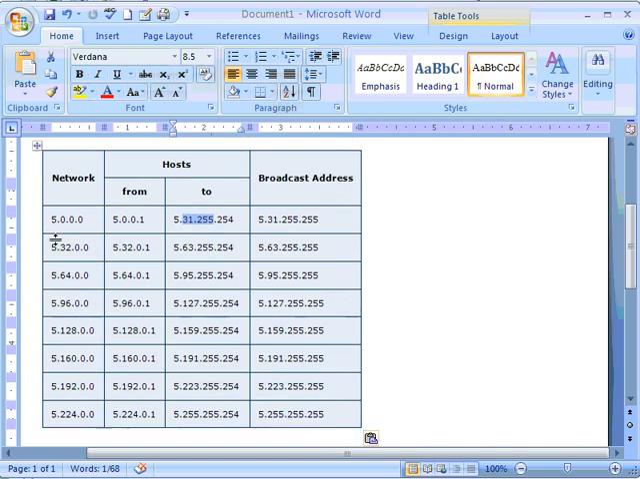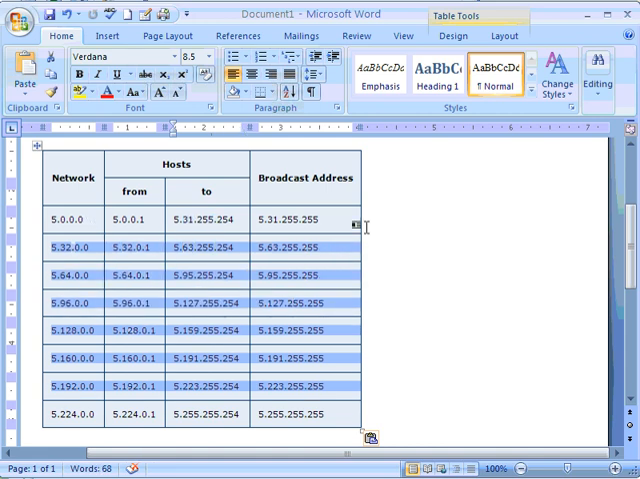These networks here are valid because you can't use the first and the last, but if you count them, there are 1, 2, 3, 4, 5, 6, 7, 8. I borrowed 3 bits. 2 to the third is 8. Minus 2 is 6. That's my 6 in there that I can use.